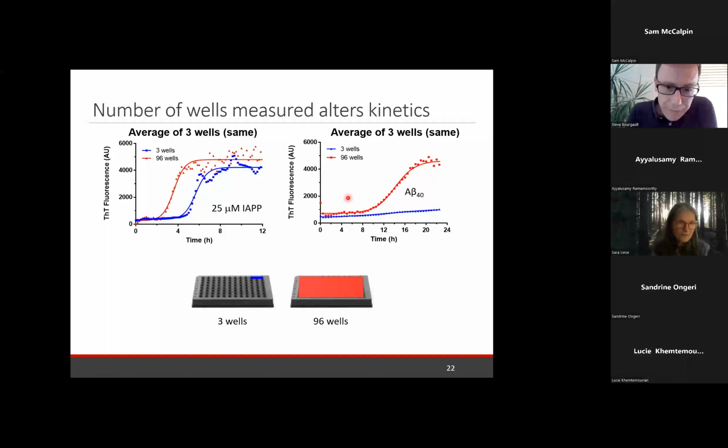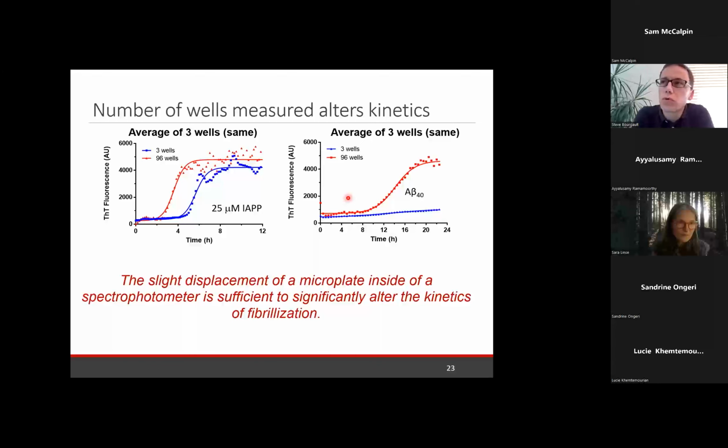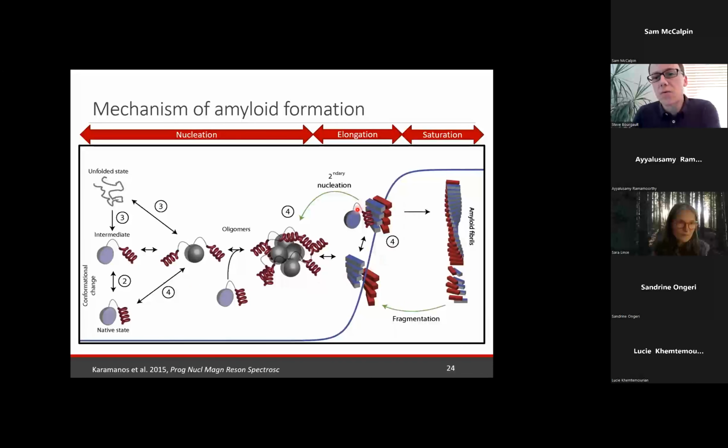So what's going on? Basically, the way those microplate readers are set up is that they move the plate between each well. So they move the plate to do the reading. Just the fact that the plate is moving inside the microplate reader is sufficient to significantly alter the kinetics of fibrillization. Basically, when the plate moves between each well, between each reading, you increase agitation and you further promote primary and secondary nucleation.